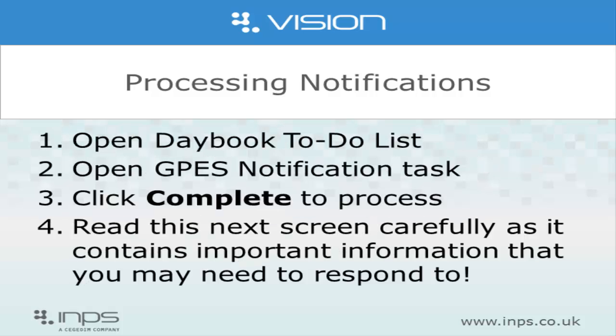From the Daybook To-Do List tab or from the Daybook panel in the Vision front screen, double-click on the GPES notification task. Click Complete to process. The Stage 1 or Stage 2 notification is displayed. Read this screen carefully as it contains important information that you may need to respond to.